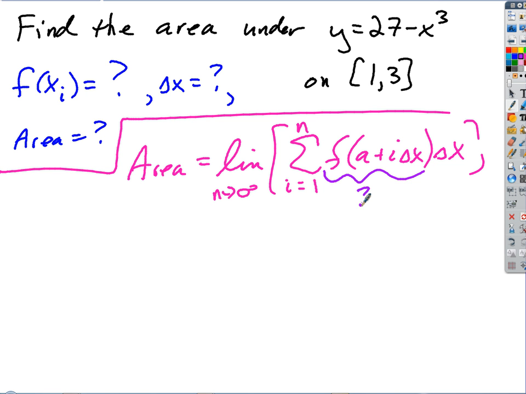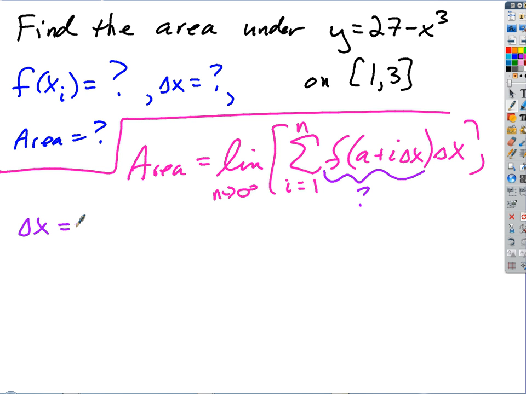And what's a in this case? 1. Good. What's b? Well, here's our interval. 3. Okay, so we're starting adding the area at 1, and we're ending at x equals 3. So just on that interval, we want the area under the curve. Probably the easiest thing to do would be to answer what's delta x first. What's delta x? 2 is the width of the interval, divided by how many rectangles? 2 divided by n.